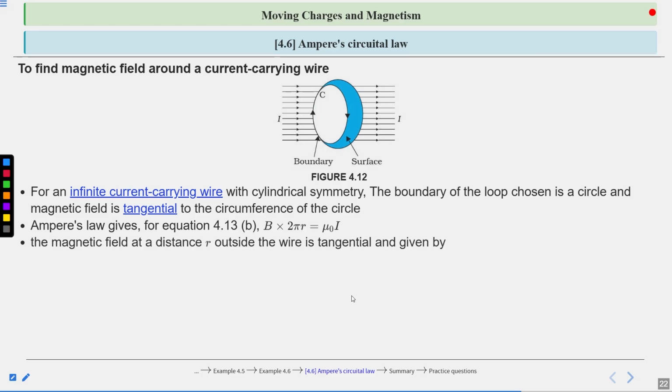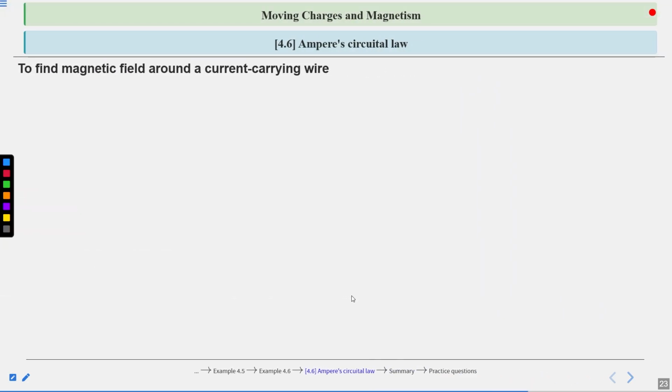So the magnetic field at a distance r outside the wire is tangential and given by B equal to mu naught I upon 2 pi r. Okay, so this is the magnetic field at a distance r outside the wire. It is tangential to the Amperian loop and is given by this formula. Mark it as equation 4.14.